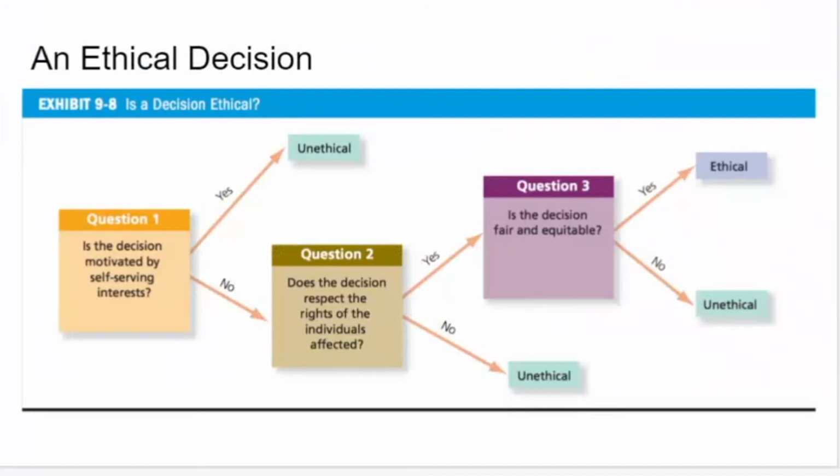If we look at an ethical decision, there are really three questions that should come to you whenever you're faced with this problem. Is the decision motivated by self-interest or not? If it's not, you're good. If it is, if you feel self-interest is what's driving you, that's probably unethical. The next thing you ask, if you say no to the first one, is, does the decision respect the rights of the individuals affected? If it doesn't respect the rights, it's probably unethical. If it does respect the rights, it's probably ethical, which will lead you to the next question: is the decision fair and equitable? If you feel that it's fair and equitable, that means it's very ethical. And if it's not, it's unethical.